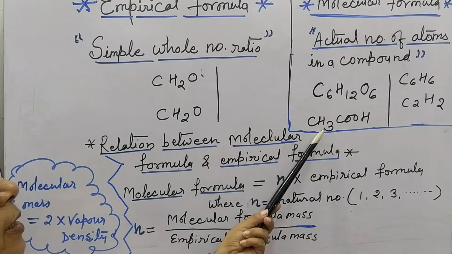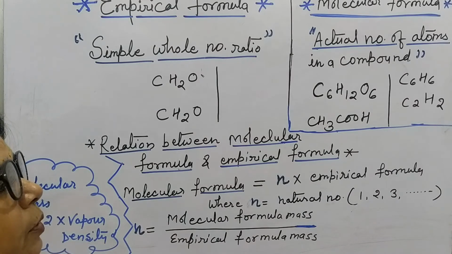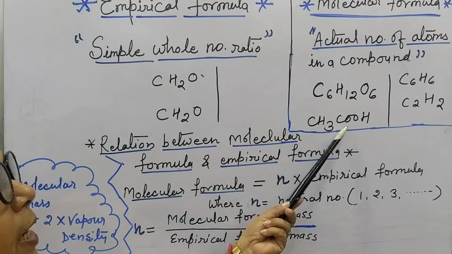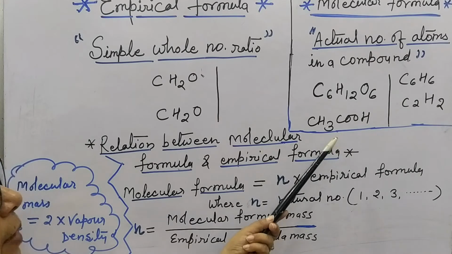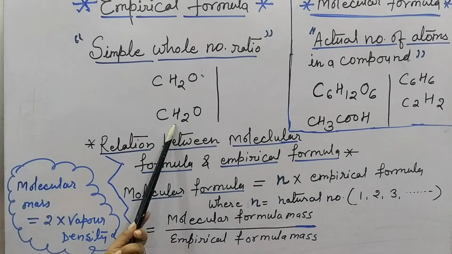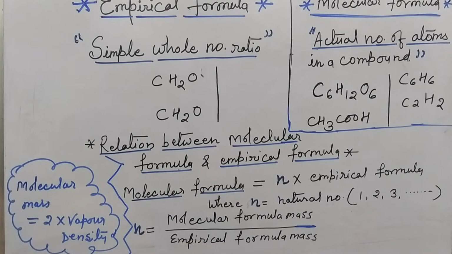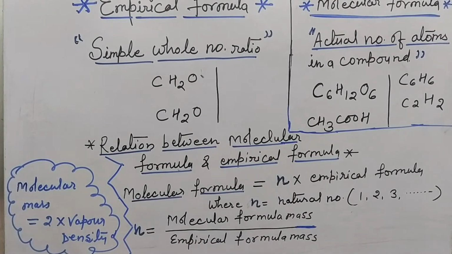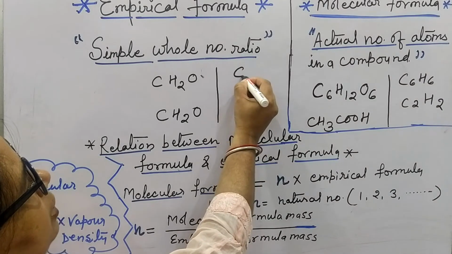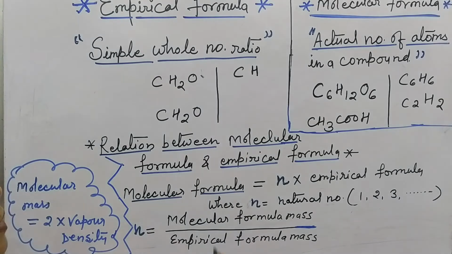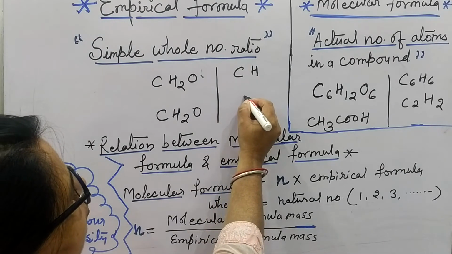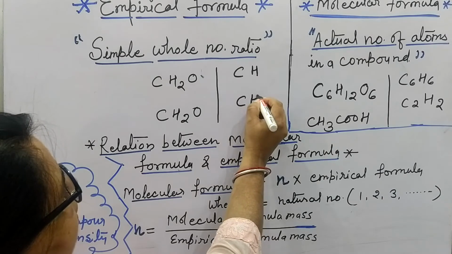Similarly, if we take the acetic acid molecule, it consists of 2 carbon, 4 hydrogen and 2 oxygen. Right? And it is divisible by 2. And again we will get the simplest ratio CH2O. For benzene we can get the simplest ratio: if we divide by 6, then the simplest ratio will be CH. Okay, 1:1. And for ethyne also we will get the simplest ratio CH.